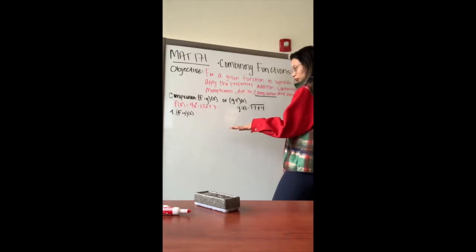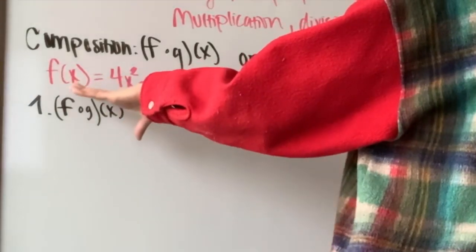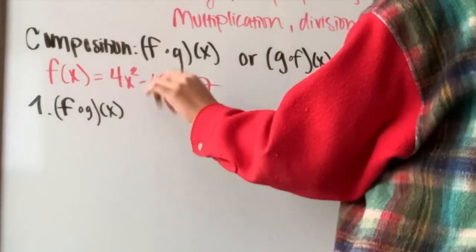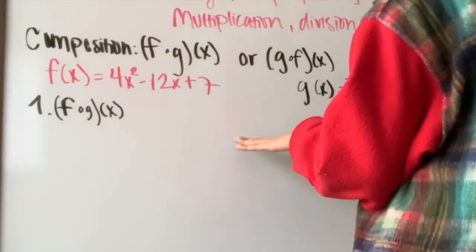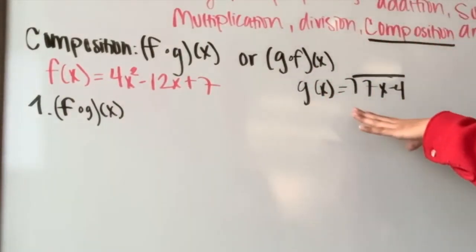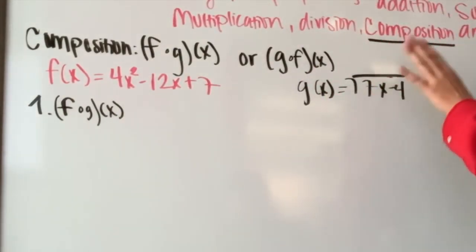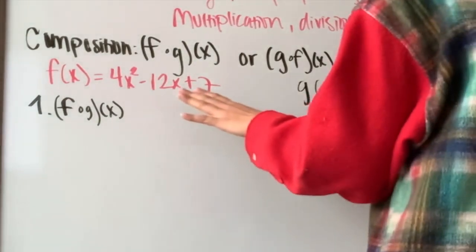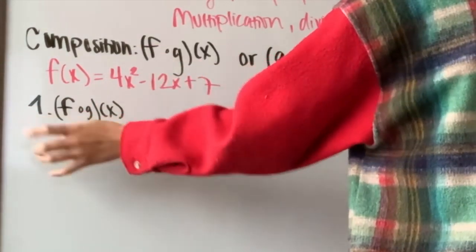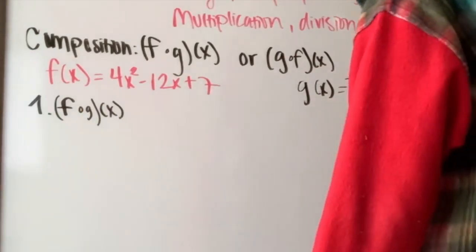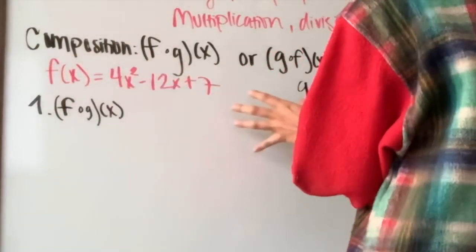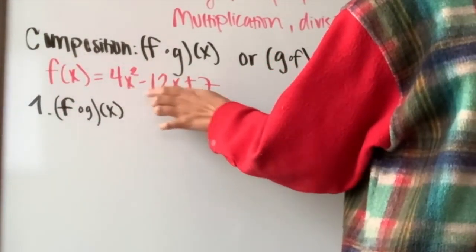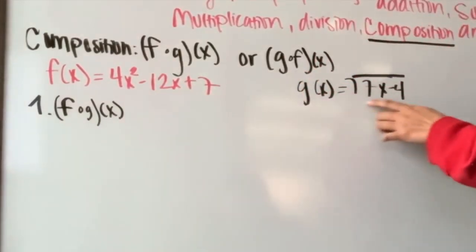So for example, if we have the f of x function 4x squared minus 12x plus 7, and then you have the function g of x, which is 7x minus 4 under the radicand, you are going to use, for this one in particular, number one, f composed of g of x. You're going to start with your f of x function, and then for every x, you're going to be plugging in the g of x function.